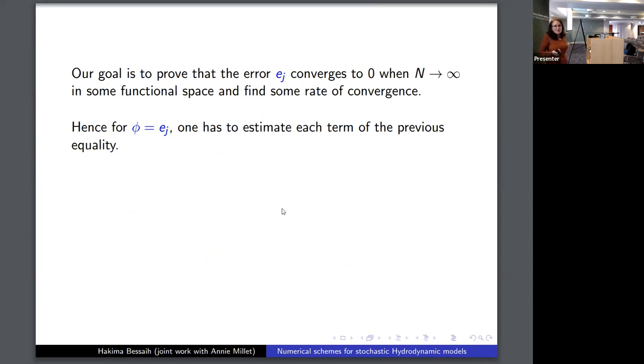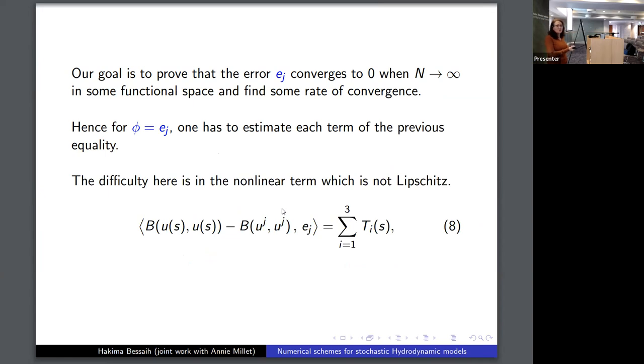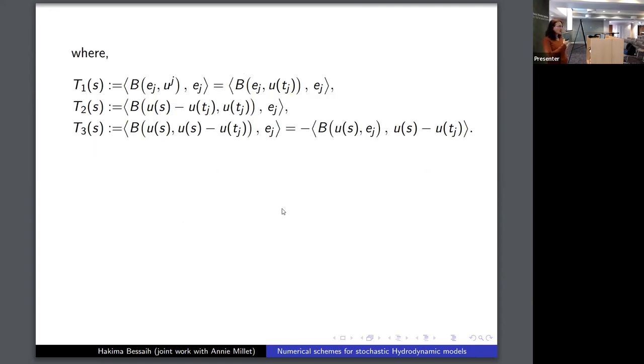So now we have to do some estimates, right? The idea is that we have to estimate each term in the equation that I showed you before. Let me just focus on the difficulty. The difficulty here is in the nonlinear term, which is non-Lipschitz. You can split the nonlinear term in three pieces, mainly T1, T2, T3, and each term you have to estimate one by one. T2 and T3 we can somehow manage. The difficulty is mainly in T1. However you split it, you will end up with the same difficulty, okay?